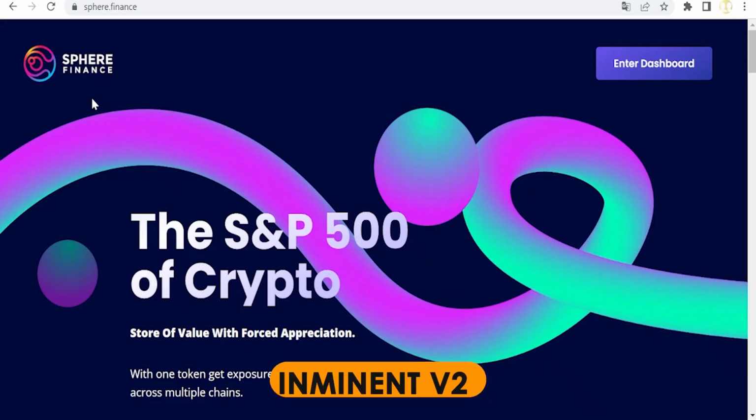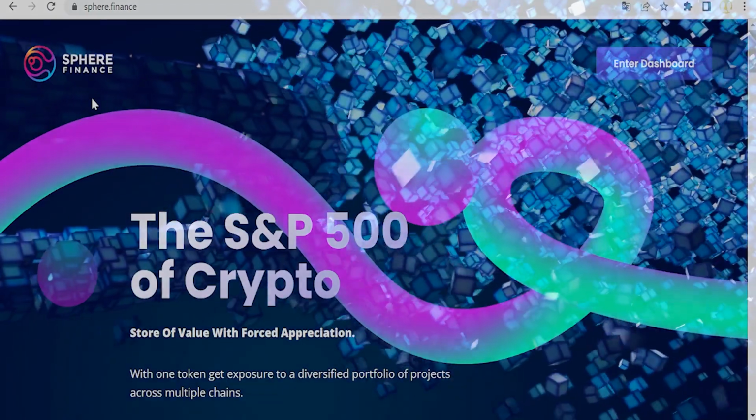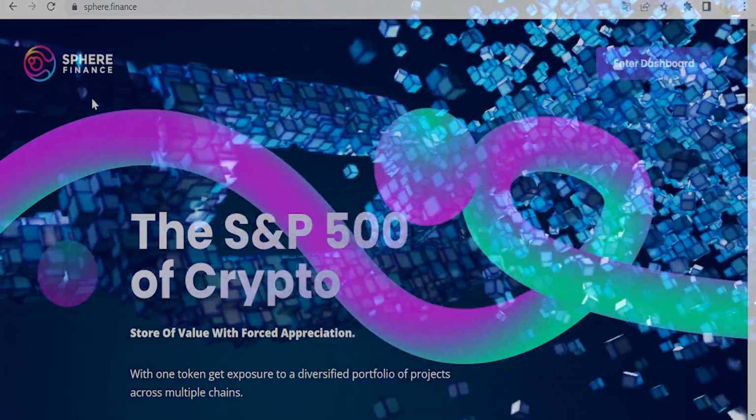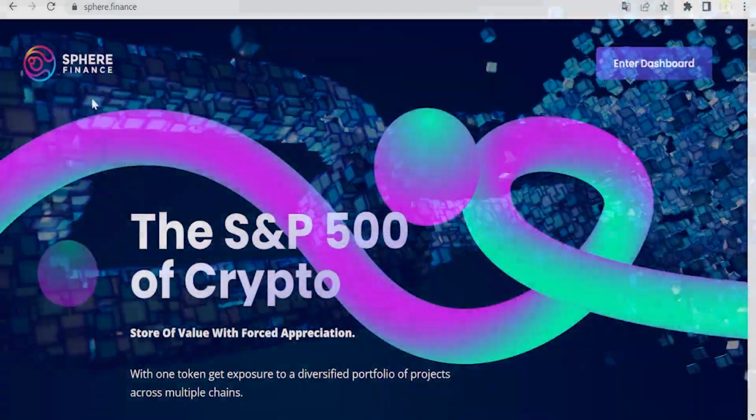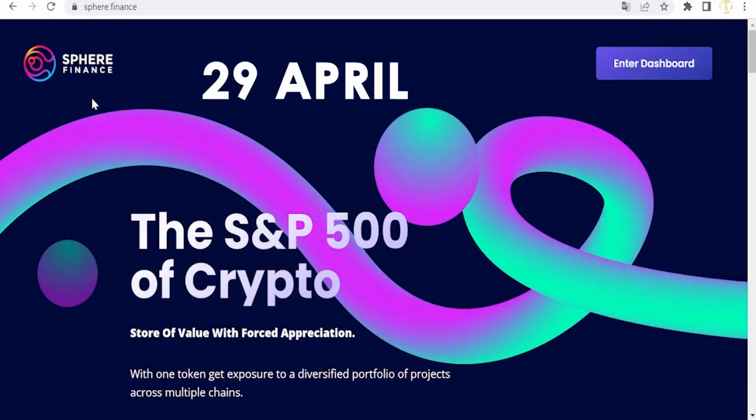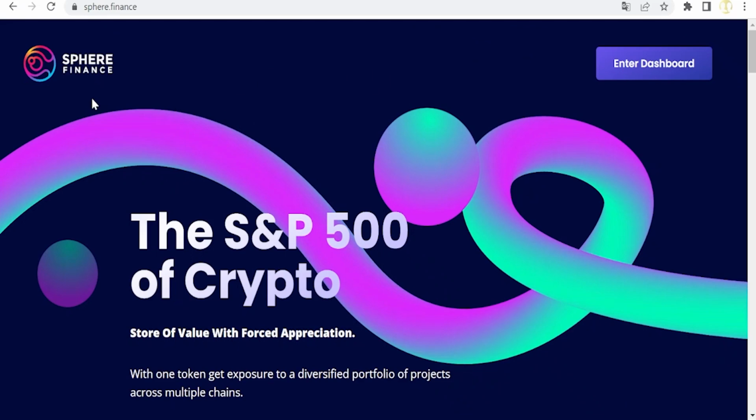And number five, imminent V2 migration. That is the process of moving tokens from one blockchain to another as a result of a change in the blockchain. It will take place the 29th of April, and we are confident that such migration has been created to be very simple for holders to carry out or even automatic.